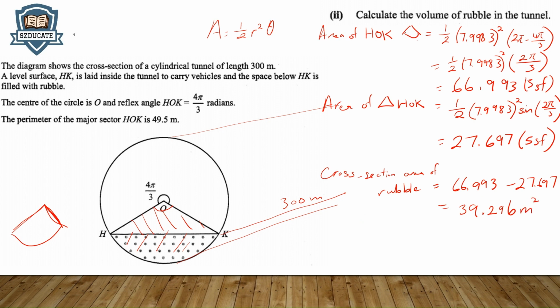but I want the volume. Sorry, no, they want the volume. So volume is equal to this number, 39.296 times your 300 meter. It's going to be 117,888 and so on meter cube. Now, this is not exact, there's some more numbers behind. So we will put it as 3SF because this is already the final answer that they want. 118,000 meter cube. Please bracket 3SF.